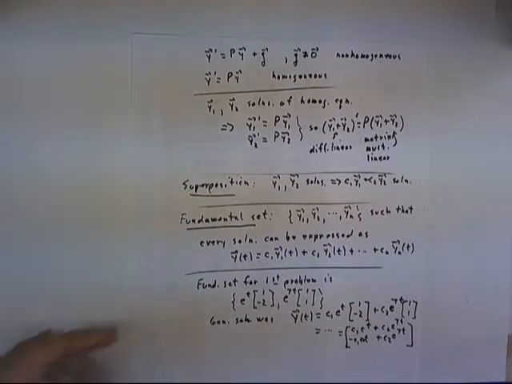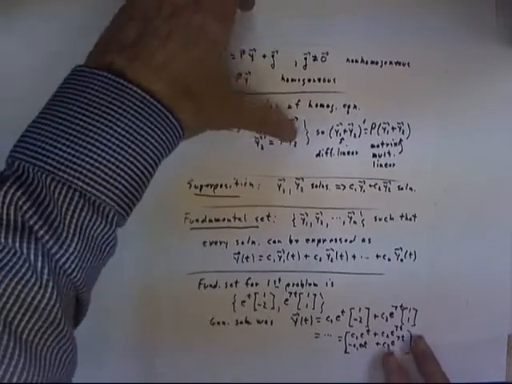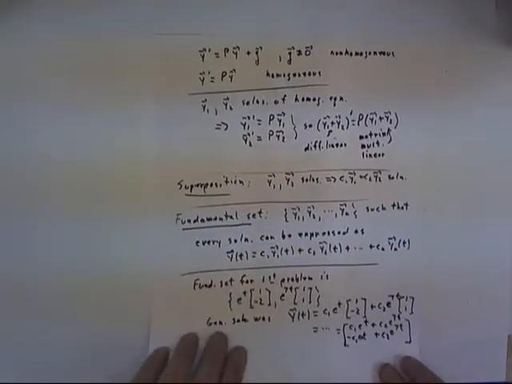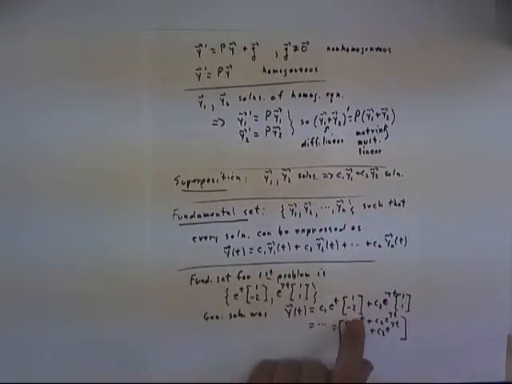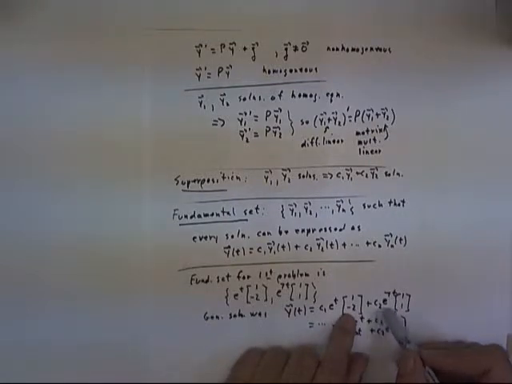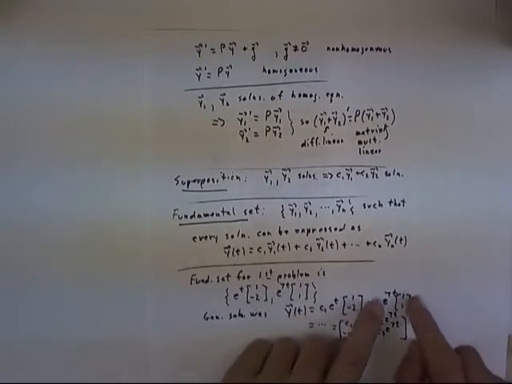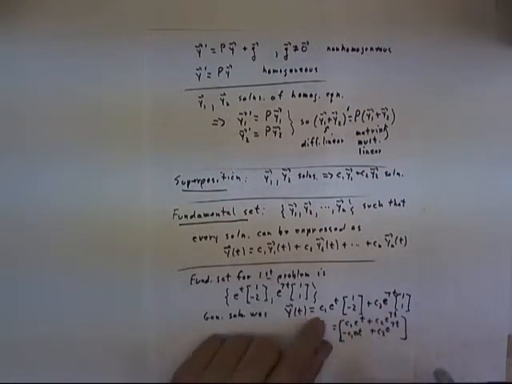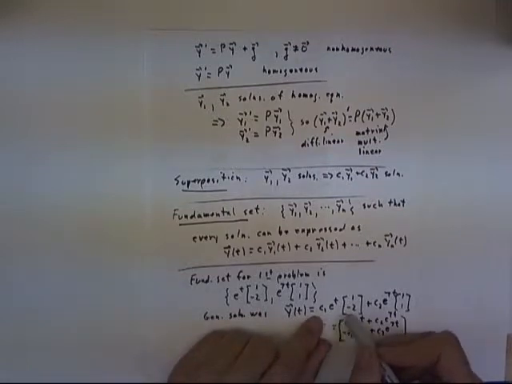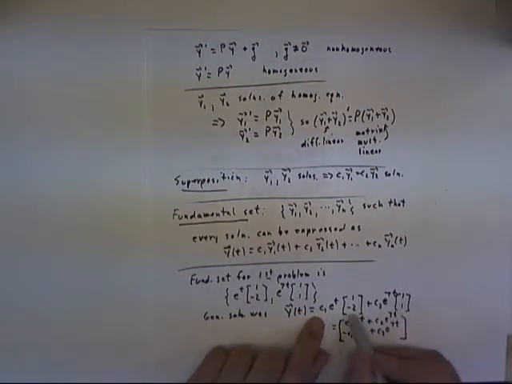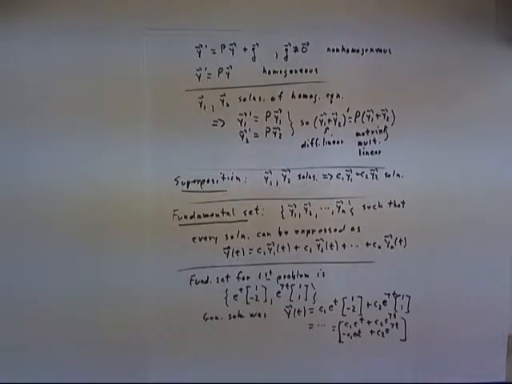And in our previous example, remember we had the solutions c1 e to the t times the vector 1, negative 2, and c2 e to the 7t times the vector 1, 1. Or just e to the t times 1, negative 2 and e to the 7t times 1, 1. Any linear combination, c1 times this plus c2 times this, still gave us a solution to our original equation, and gave us in fact the general solution to our original equation.